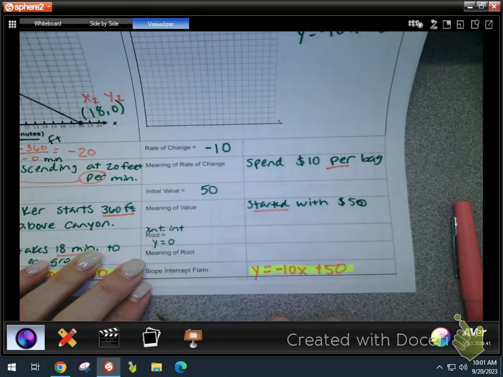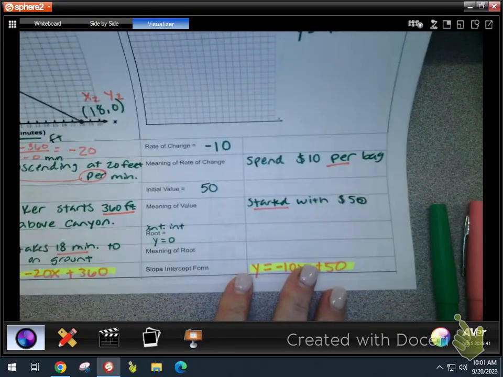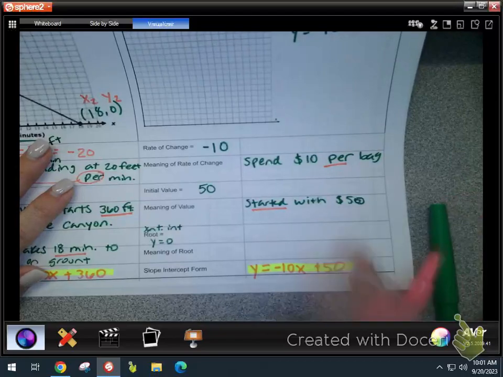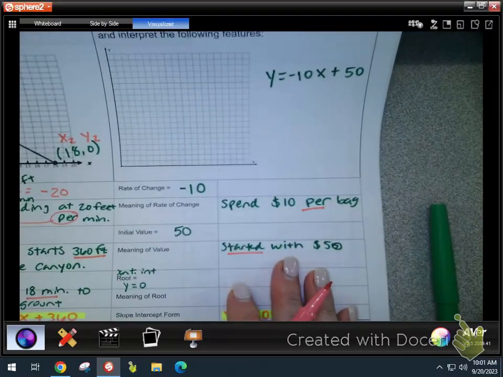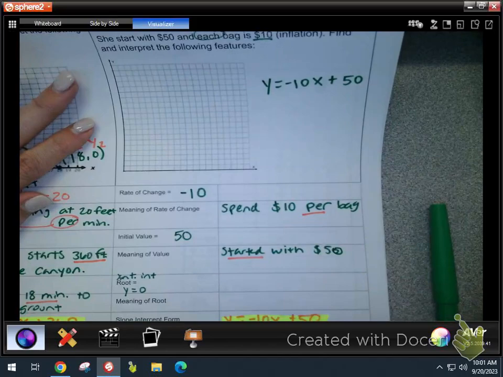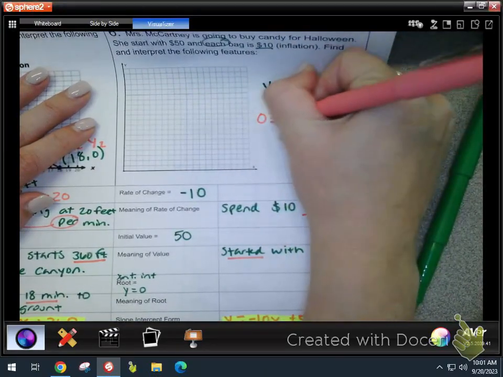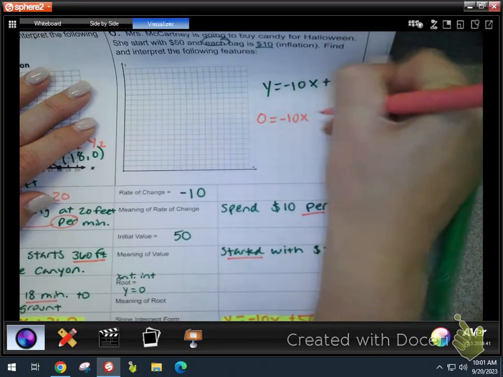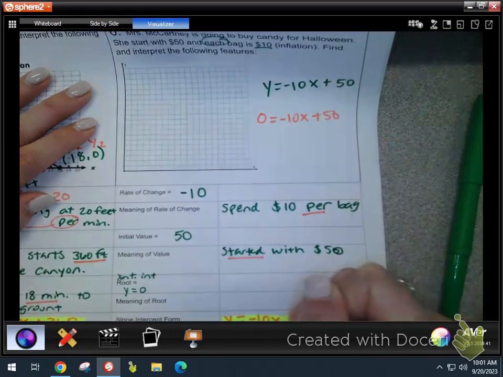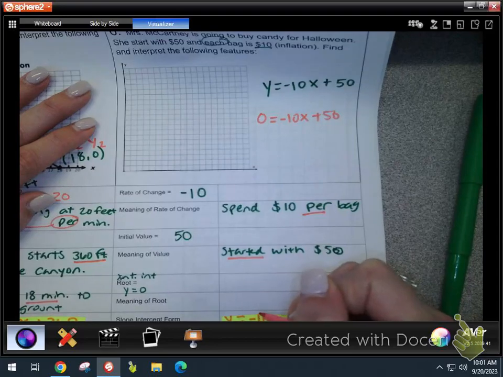Very good. All about making connections. I love that we can bring that information from last class. So I'm using this space right here. Y'all with me? I'm all over the place. So I'm going to put a 0 in for y. 0 equals negative 10x plus 50. And I got to solve for x. I want you to do it.